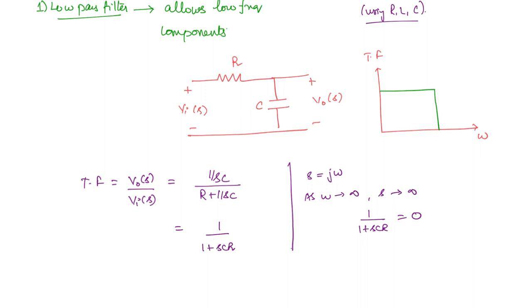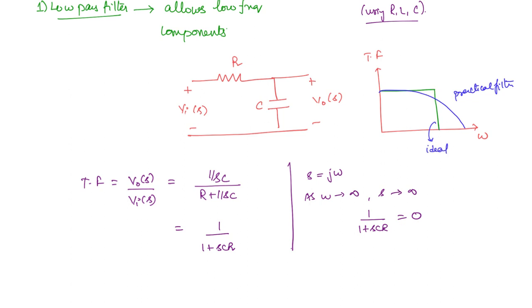In normal practical characteristics, this abrupt change will not be there. It will slowly taper off. Okay. So let me draw the practical as well. So this is the practical filter, and this is the ideal filter. So what is the difference?